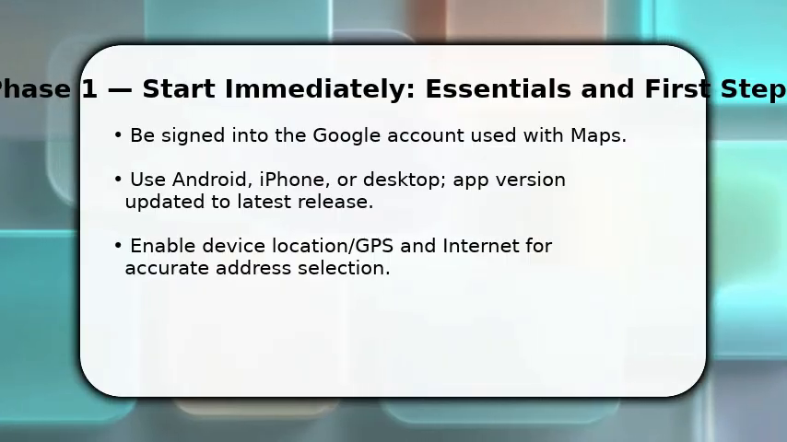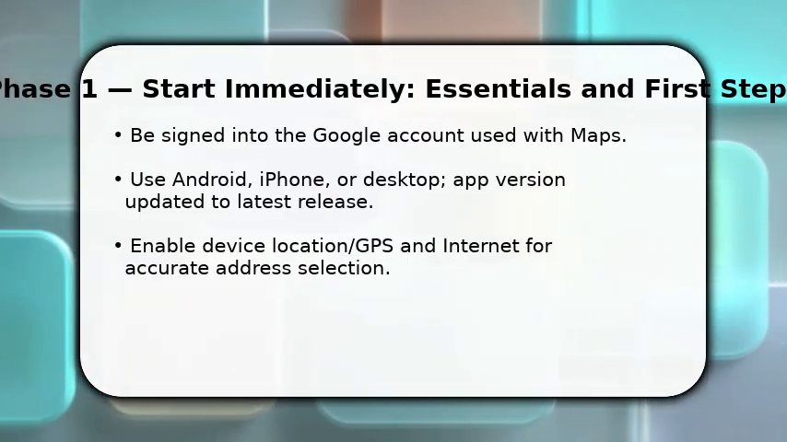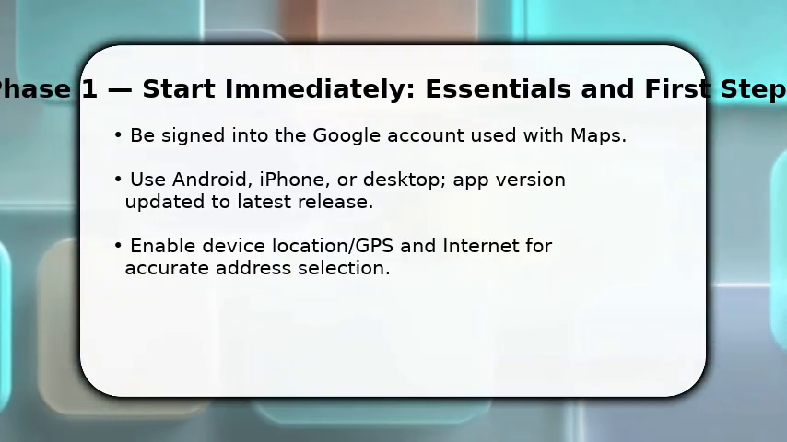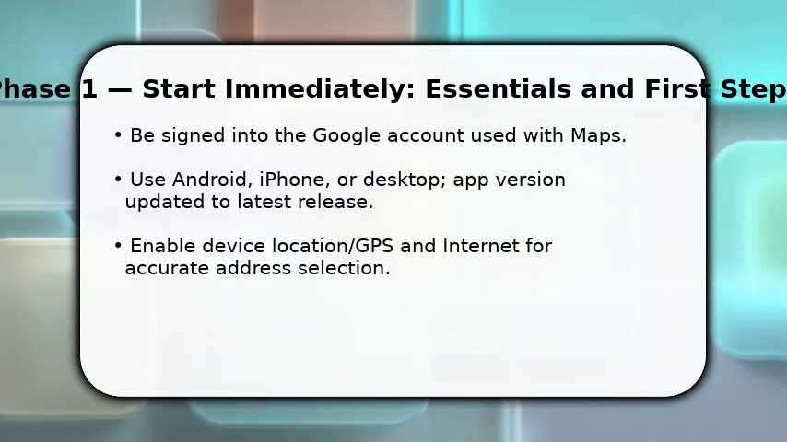You need to start with Google Maps open and your account signed in. This links the home label to your profile. Once done, tap or click Saved, then choose Labeled. Home will appear if previously set. If you don't see it, press Add a label now.